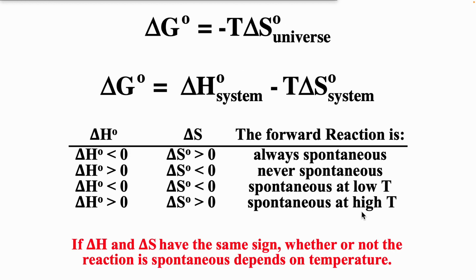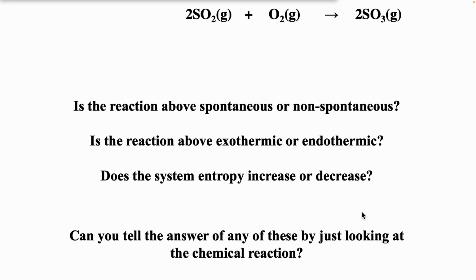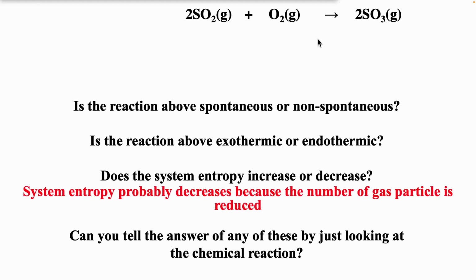And so again, only 4 possibilities: always spontaneous, never spontaneous, spontaneous at high temperature, spontaneous at low temperature. So we can look at another reaction. Sometimes it's interesting, what can you tell about the reaction just by looking at it without doing any calculations? And so we're going from 3 gas particles to 2. And so most likely our delta S is going to be negative.